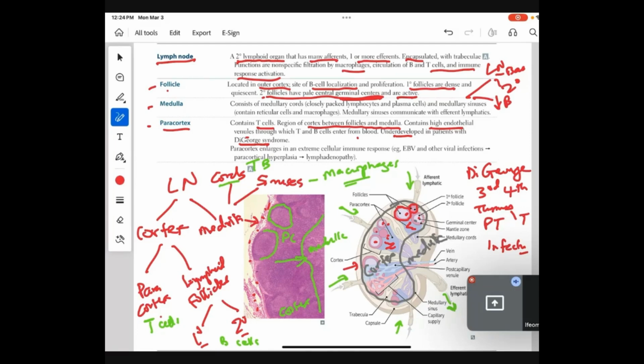So no T cell development in the absence of a thymus, which occurs in DiGeorge syndrome because there's impaired development of the third and fourth pharyngeal pouches. All right. Final point about the paracortex: it enlarges in extreme cellular immune response to viral infections. Okay, that's Epstein-Barr virus and other viral infections, which lead to paracortical hyperplasia. Paracortical hyperplasia just means the paracortex will expand and push the lymphoid follicles apart.